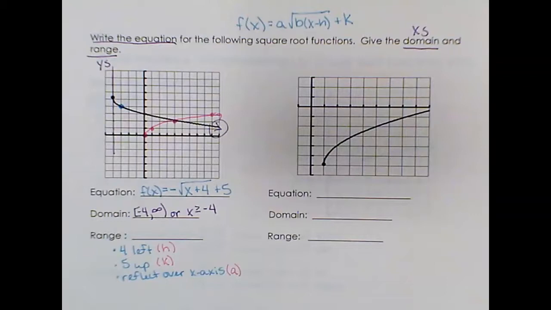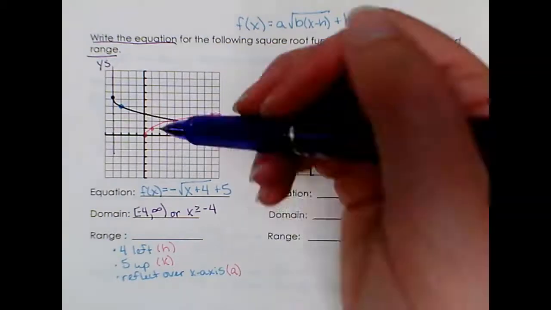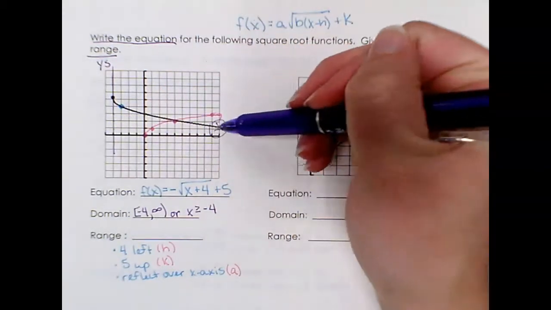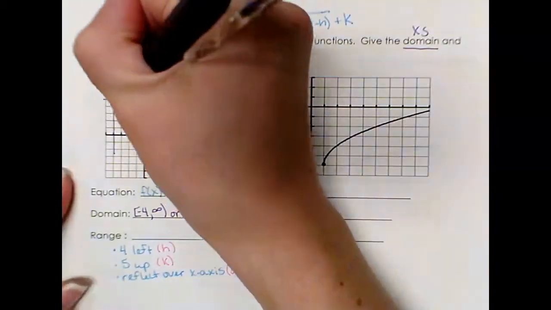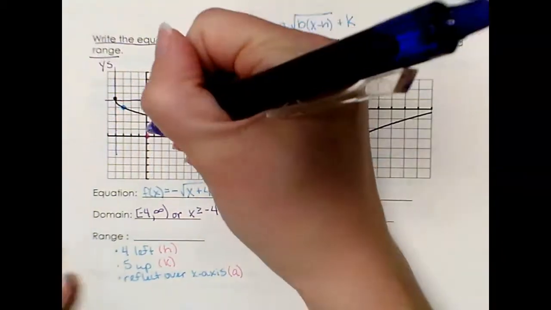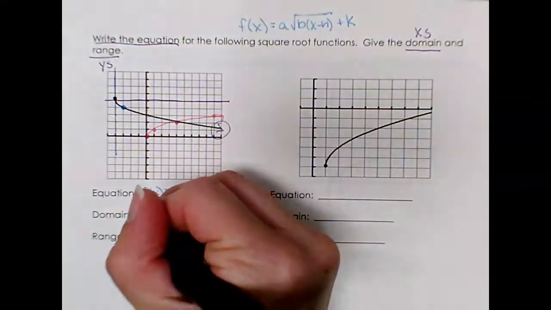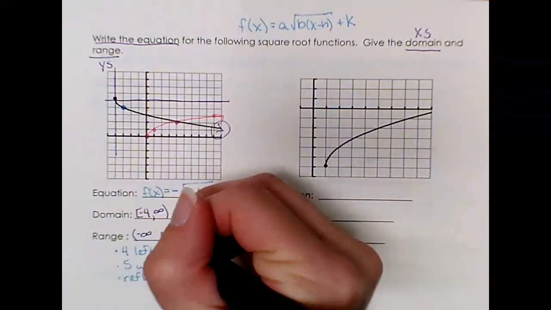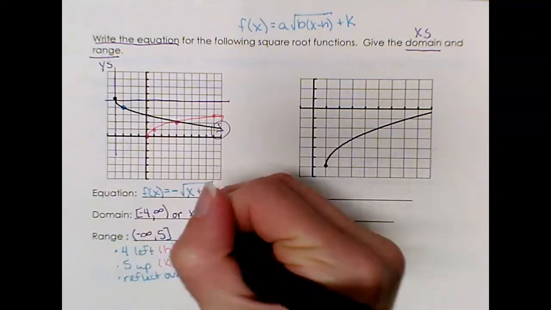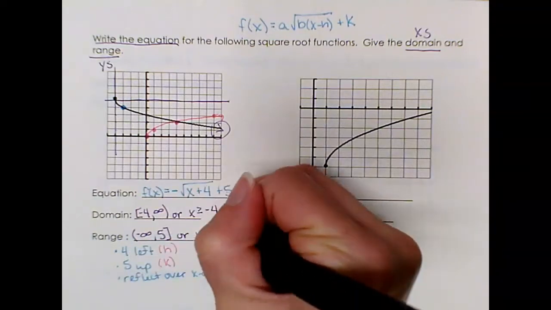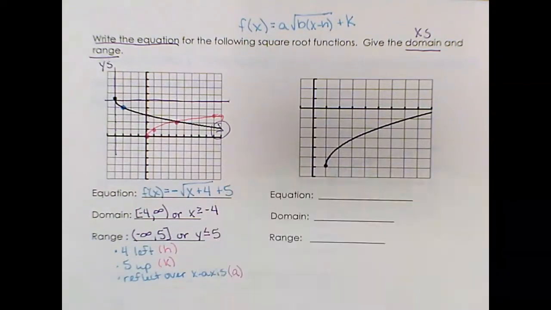And then the range. It doesn't have a bottom boundary because we have this arrow, but it does have a top boundary at y equals 1, 2, 3, 4, 5. So the y values go from negative infinity to 5. Or we could say all the y's are less than or equal to 5, which I kind of prefer that method.